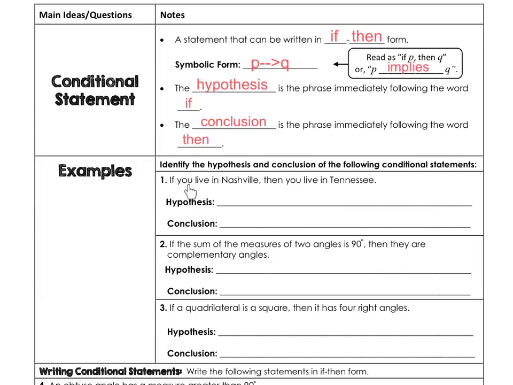So as in example 1, if you live in Nashville, then the conclusion of the conditional statement is the phrase that follows the then. Then you live in Tennessee. So we've basically just done number 1. You live in Nashville comes right after the word if, so that's the hypothesis. You live in Tennessee is the conclusion. It comes right after the then. So 2 and 3 can be done the same way.